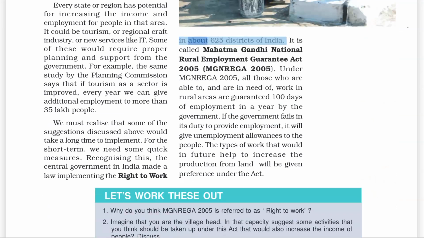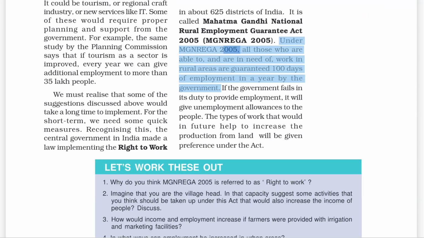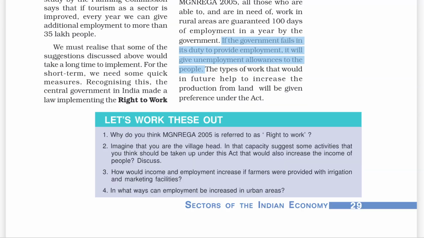This law is applied in about 625 districts of India. It is called Mahatma Gandhi National Rural Employment Guarantee Act 2005, MGNREGA 2005. Under MGNREGA 2005, all those who are able to and are in need of work in rural areas are guaranteed 100 days of employment in a year by the government. If the government fails in its duty to provide employment, it will give unemployment allowances to the people.